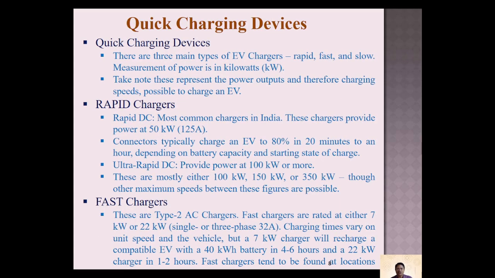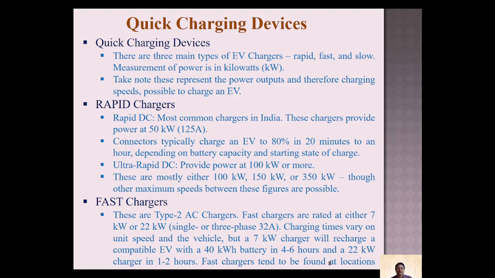Whenever we need to charge a battery, the time consumption is an important factor. In order to shorten the charging time, we prefer quick charging devices. Quick charging devices have 3 main classifications: rapid, fast, and slow. The measurement of power is in kilowatts. The power output of the charging device determines the charging speed, so it obviously refers to the time.